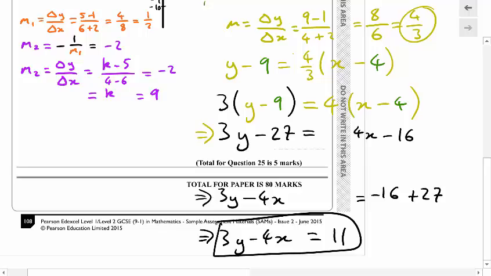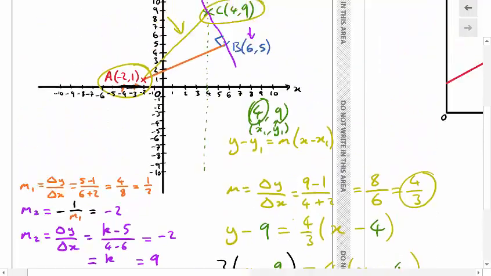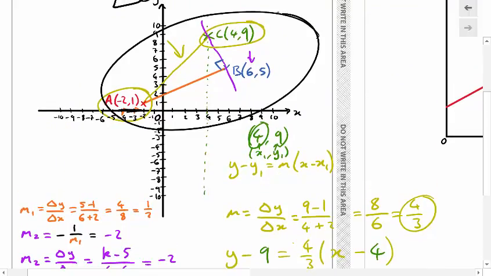So I appreciate I've gone through that rather quickly, but hopefully if you understood what I was saying at the beginning of the video, with the gradients, the gradients of perpendicular lines, negative reciprocals, and how to work out the equation of a line, then all I'm doing here is simply applying all that knowledge. I've gone through it slightly quickly, but feel free to pause the video and remind yourself exactly what I'm doing. But that's it, I'm finished the paper.